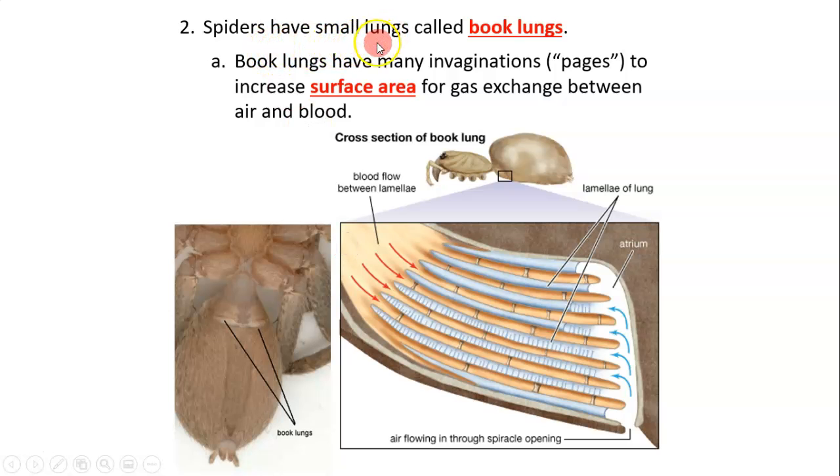Now, spiders have something a little bit different. They have something called book lungs, which are small, primitive lungs. Book lungs have many invaginations, or what we also call pages, to increase the surface area, very similar to gills. This increase in surface area means that they're good at doing gas exchange between air and blood. You can see those little pages of the book lungs, and this allows a greater surface area for oxygen exchange.